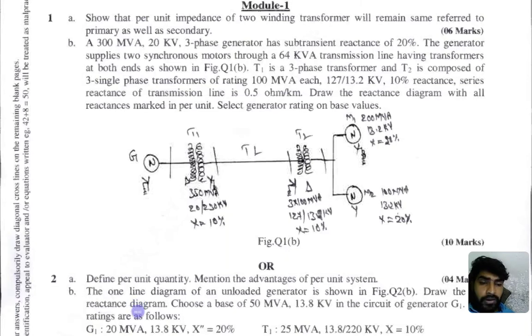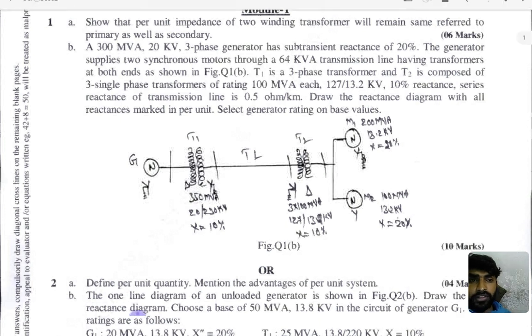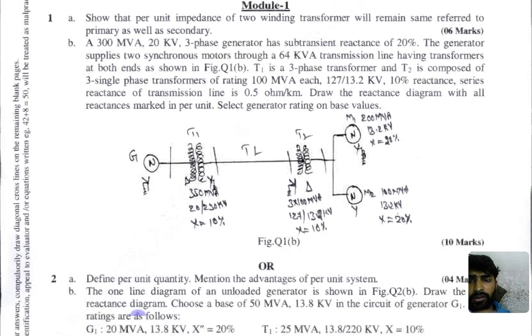Let us discuss question paper solutions. This one is a video question paper, last year questions. First question they have given: show that the per unit impedance of a two winding transformer will remain the same referred to primary as well as secondary. So this is an advantage of per unit value. Whatever you consider, primary or secondary side, you will get the same answer. So ZPU new is equal to ZPU old. You have to derive, right? So 6 marks the question they have given.